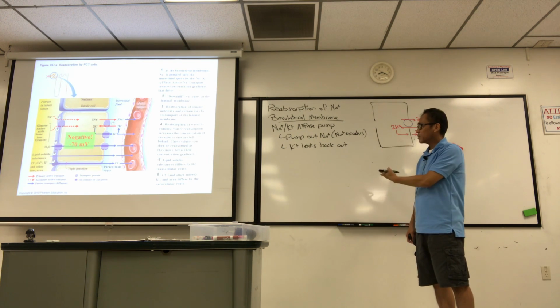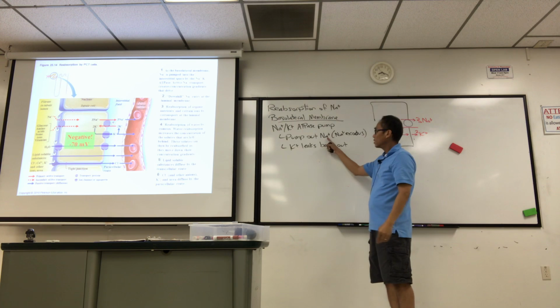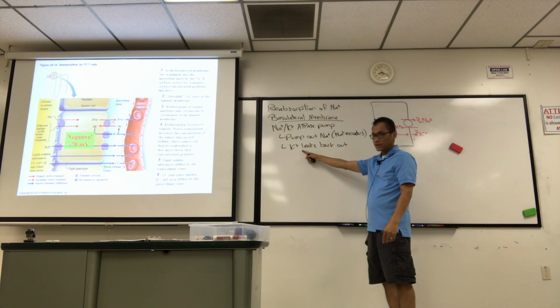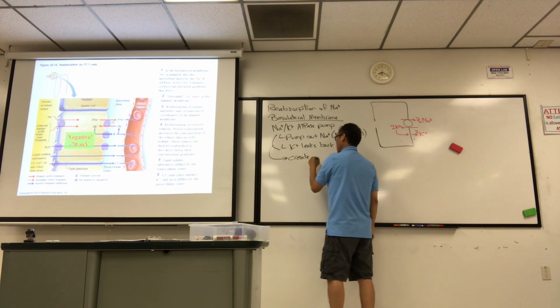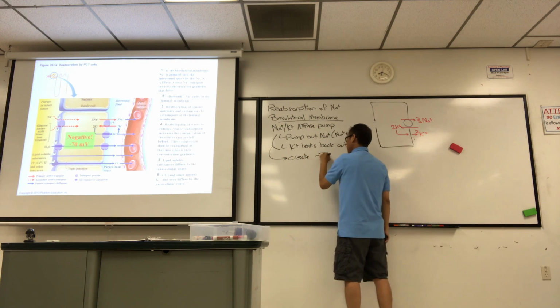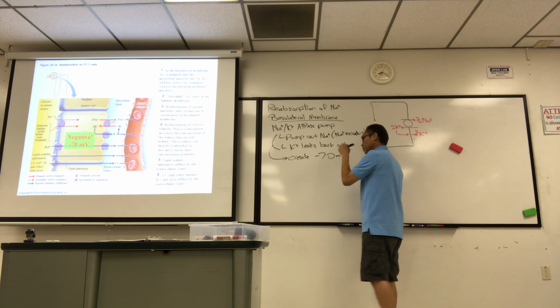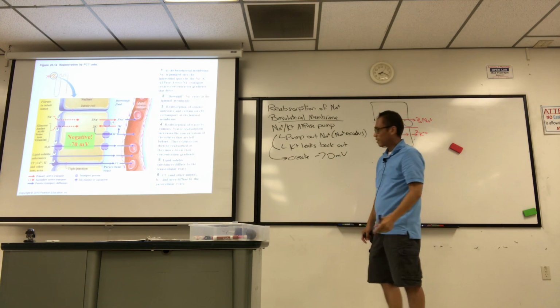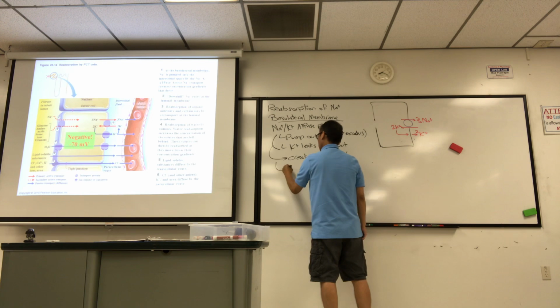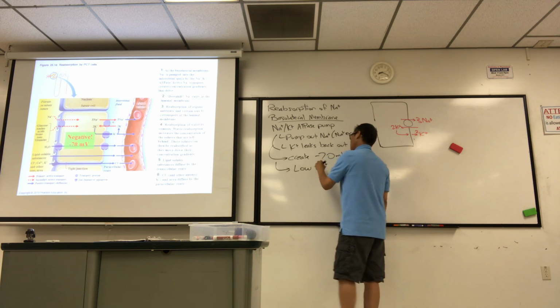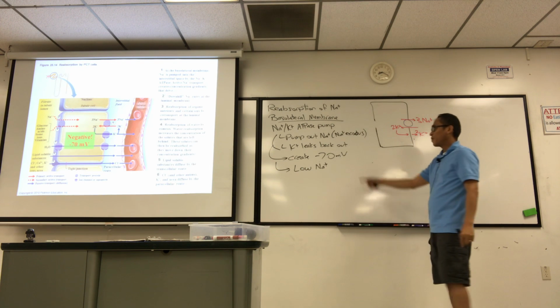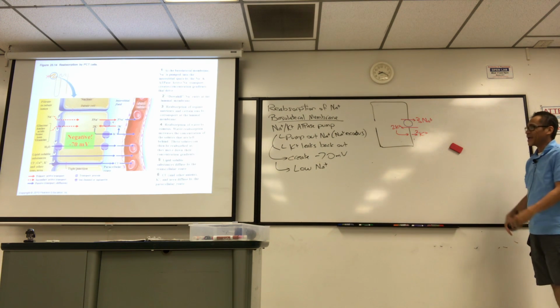You pump out a positive ion, and the positive ion you pump in leaks back out. Both of these things create your negative 70. Also, you're pumping out sodium, so sodium levels are low. So both of these things is what I'm kind of getting to.